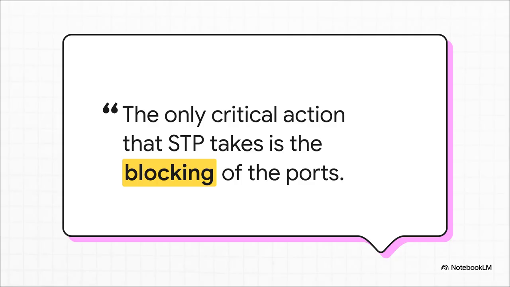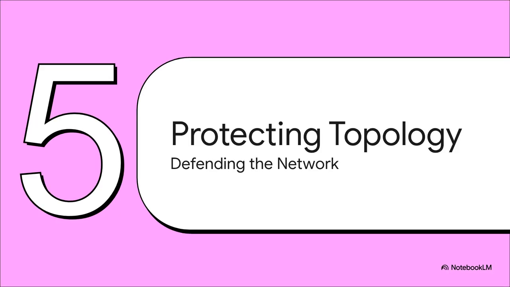I really want to highlight this golden rule straight from the Cisco documentation. It says the only critical action that STP takes is the blocking of the ports. That's it. Everything else STP does, the BPDUs, the elections, the timers, it's all just in service of deciding exactly which port to block. This really underscores the incredibly high stakes we're dealing with. A single blocking port that mistakenly transitions to forwarding can melt down a massive chunk of your network in a matter of seconds. Which leads us perfectly into part 5, protecting the topology.